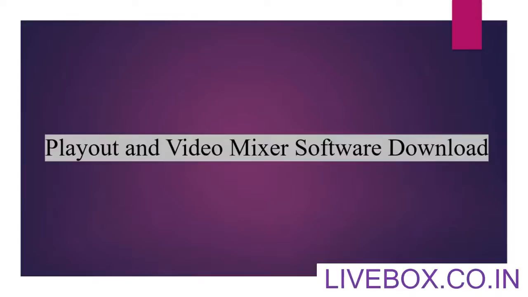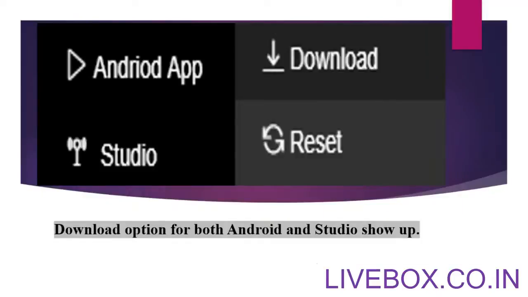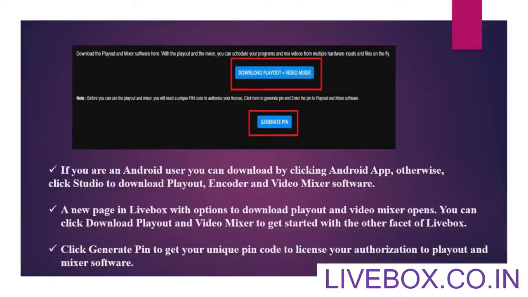Today I am going to teach about how to download Playout and Mixer software. Go to Account Settings and click Download. Download options for both Android and Studio show up. If you are an Android user, you can download by clicking Android app. Otherwise, click Studio to download Playout, encoder and video mixer software.